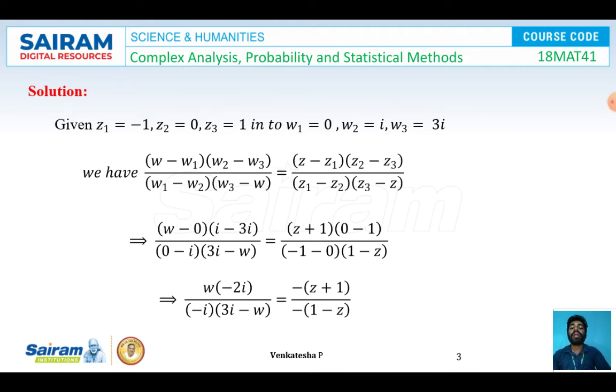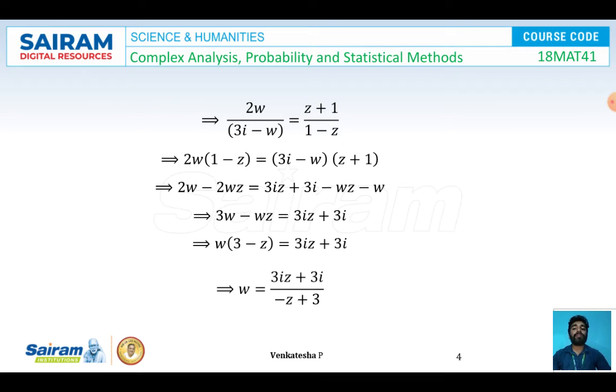So I got the equation w(-2i) / (-i)(3i - w) = -(z + 1) / -(1 - z). So I can cancel both minus 1 here in the RHS and I can cancel my minus i in the LHS. So I got the equation 2w / (3i - w) = (z + 1) / (1 - z). Now I'm shifting this 1 - z to LHS and 3i - w to RHS. So I got the equation 2w(1 - z) = (3i - w)(z + 1).